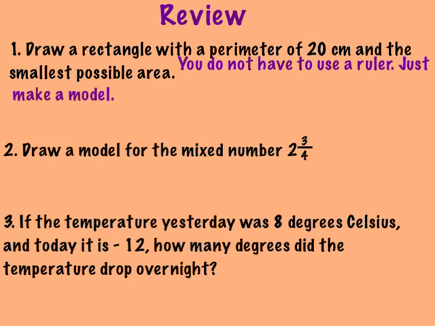And we're done. So, review. First of all, draw a rectangle with a perimeter of 20 centimeters and the smallest possible area. You do not have to use a ruler, just make a model. Number 2, draw a model for the mixed number 2 3/4. And number 3, if the temperature yesterday was 8 degrees Celsius and today it is minus 12, how many degrees did the temperature drop overnight?